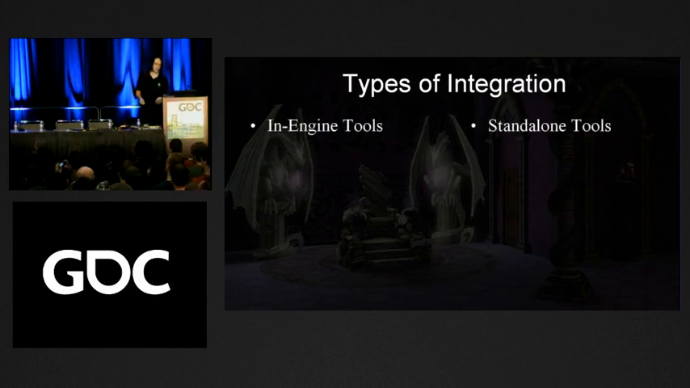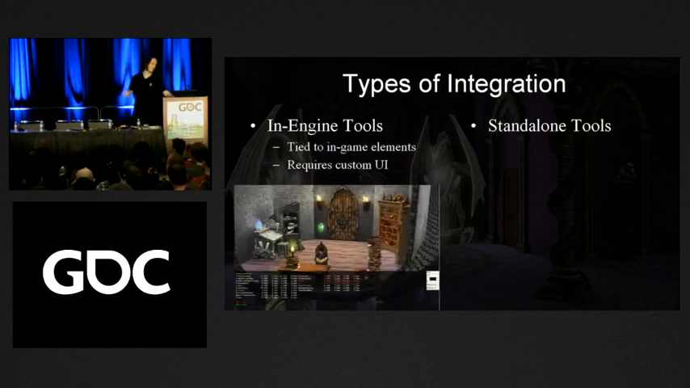The different types of integration really are in-engine and standalone. What in-engine means is it's tied to these in-game elements and typically requires custom UI. So this means that somewhere in your C++ or whatever language you happen to be using, you actually have some #if or something in there, and it's right there in your engine code. You can launch stuff up there. It's directly integrated into your game code. And you can do this in good and bad ways.